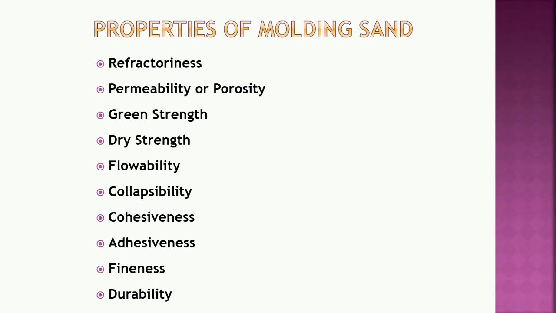Various properties of the molding sand need to be studied before selection of the molding sand for a particular application. A few of the important properties are mentioned here in this PPT: permeability, refractoriness, dry strength, hot strength, green strength, flowability, cohesiveness, adhesiveness, fineness, durability, bench life. All these need to be determined and studied before selection of the molding sand for a particular application. Now one by one we will see all those properties.